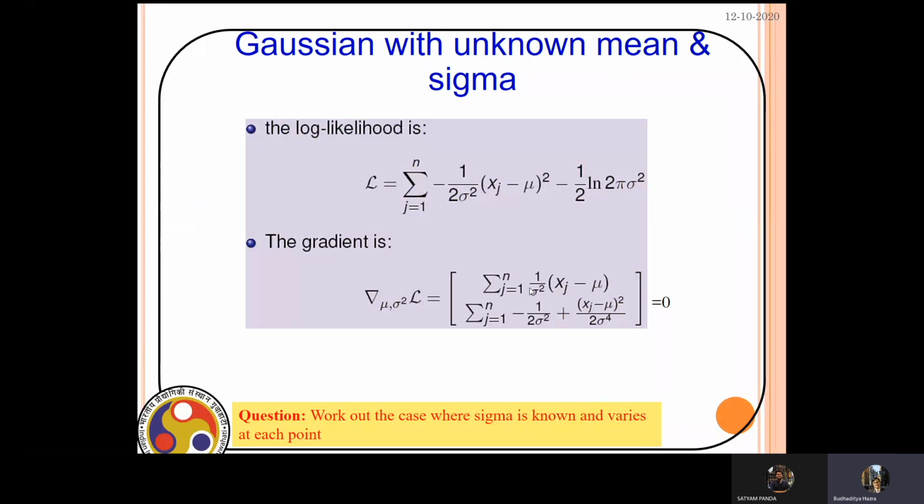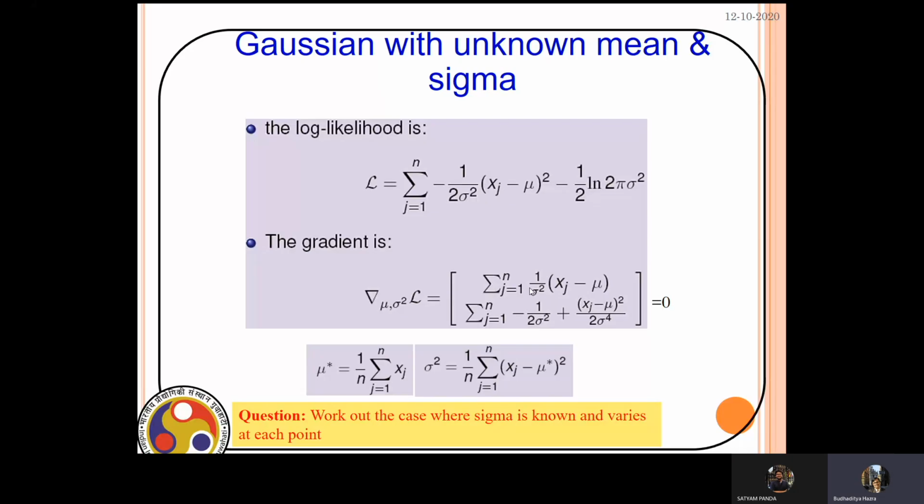So I ask you to go through this exercise. Your mu comes out to be the sample mean, and your sigma square comes out to be the sample variance, or sample standard deviation. This is in crux what the method of maximum likelihood is.